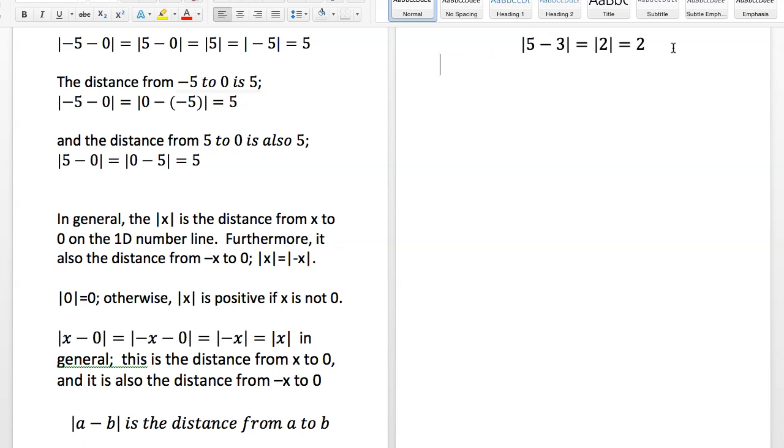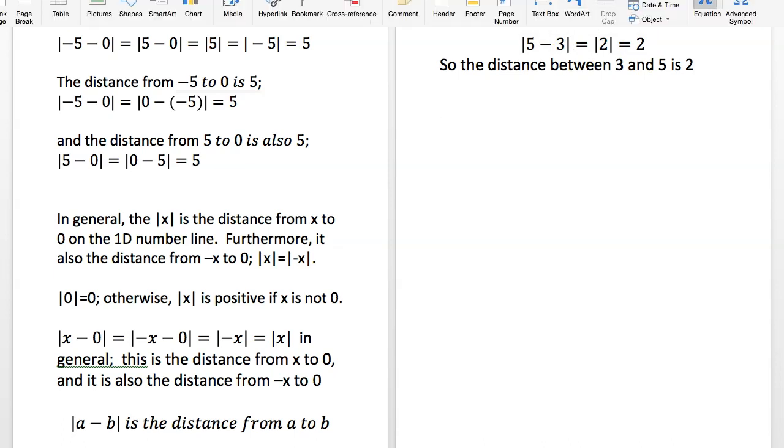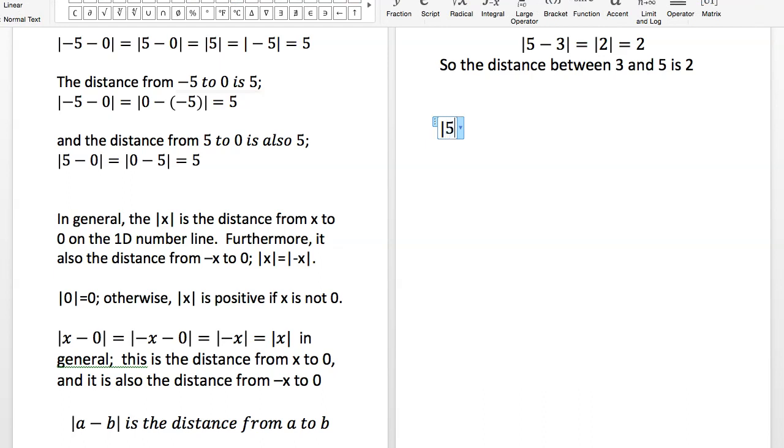Now, so the distance between 3 and 5 is 2. Surprise, surprise. Now, it'd be nice to do one more that's a little more interesting. What about the absolute value of maybe 5 plus 3 equals 8? Now, you'd be like, well, what do you do with this one? The absolute value of 5 plus 3 equals, well, that's obviously the absolute value of 8, and that's obviously equal to 8.